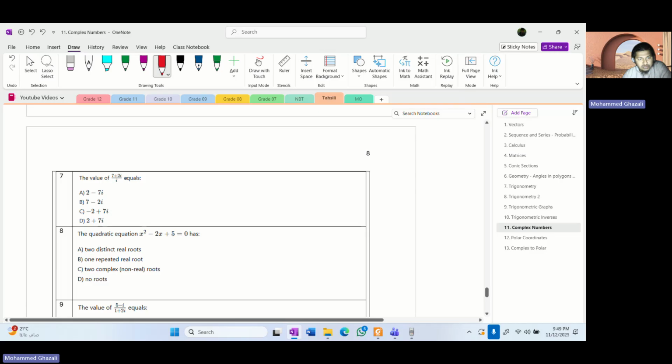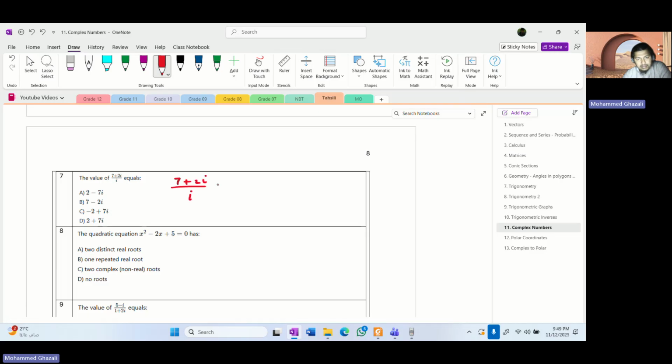The value of 7 plus 2i over i. So 7 plus 2i over i, multiplied by the complex conjugate, negative i over negative i. Right, that's the conjugate of the complex number i. Only the complex part takes a negative. So 7 times negative i is negative 7i. Negative i times 2i is negative 2i squared, divided by negative i squared.